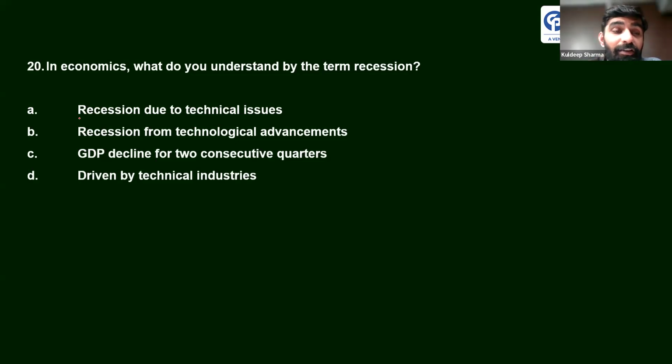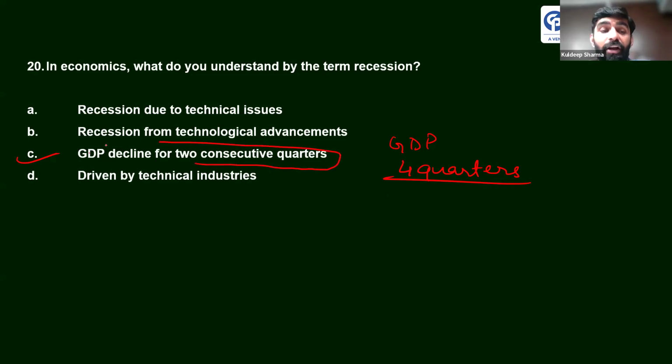So the answer here is C, GDP decline for 2 consecutive quarters. GDP is measured quarterly, which means in a single year you will see 4 measurements, or 4 quarters, with readings of GDP. So if the GDP is declining for two consecutive quarters, for example, let's say April to June is one quarter, and then July to September is the second quarter, and the GDP is on a decline for both, we will term that period a recession in the economy.